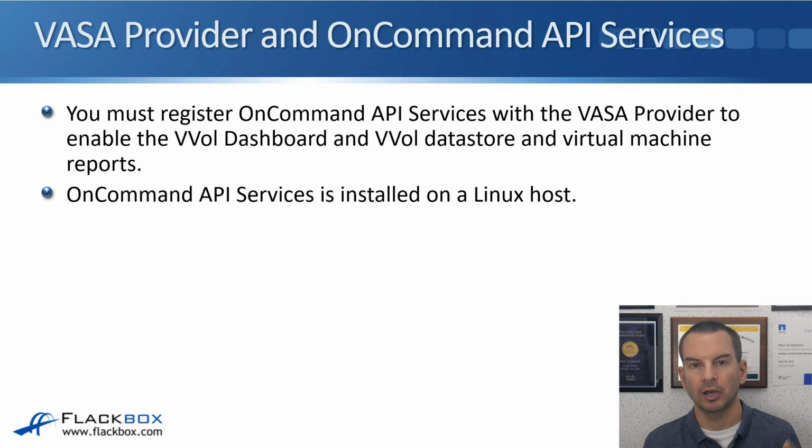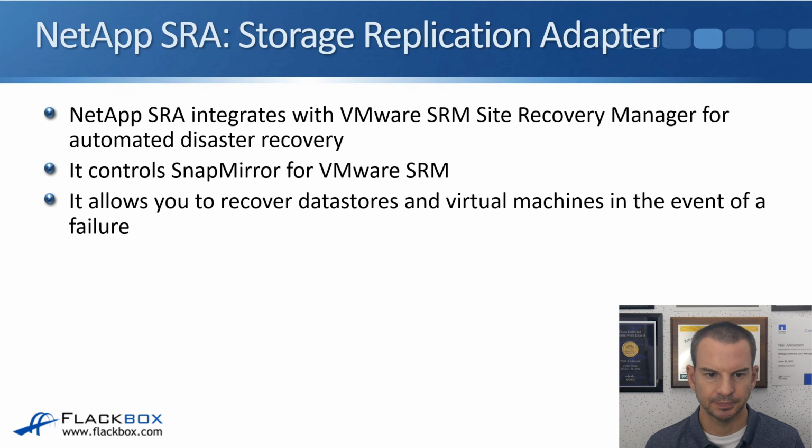It does not come with that OVA file that you install VSC for. So with OnCommand API services, it's a separate software download, it's a separate installation. You need to install it on a Linux host. That Linux host is probably going to be running as a virtual machine in your VMware environment.